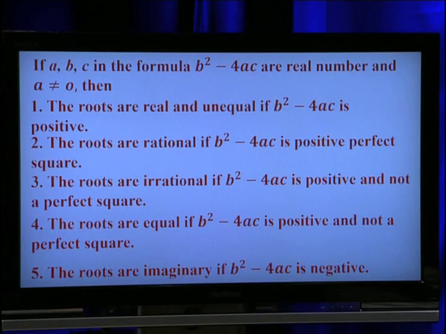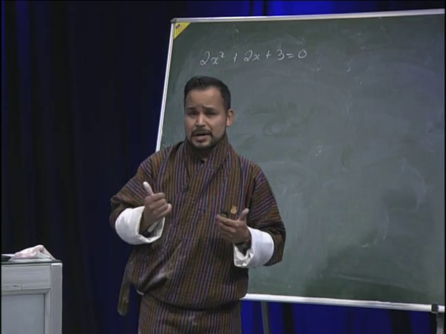If a, b, c in the formula b square minus 4ac are real numbers and a is not equal to 0, then number 1, roots are real and unequal if b square minus 4ac is positive. The roots are rational if b square minus 4ac is a positive perfect square. Roots are irrational if b square minus 4ac is positive and not a perfect square. Roots are equal if b square minus 4ac is 0. Roots are imaginary if b square minus 4ac is negative. These are the ways to examine the nature of roots of a quadratic equation.